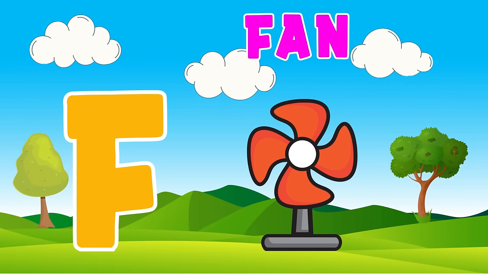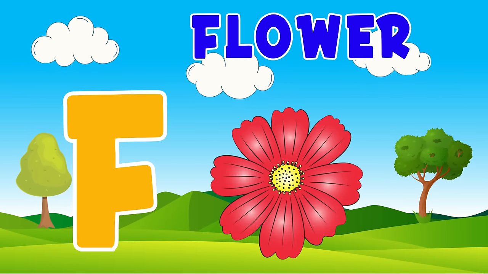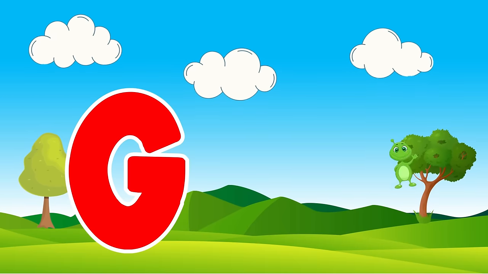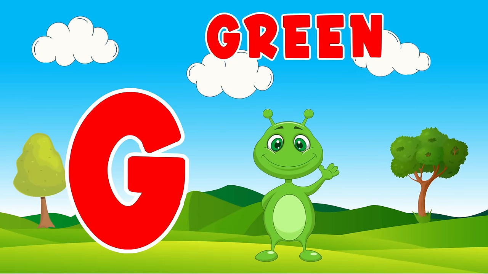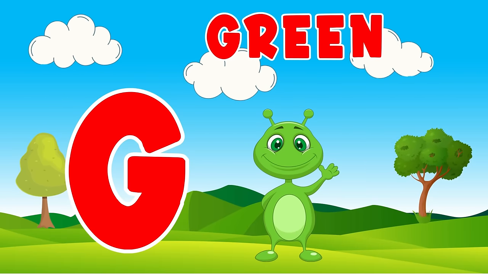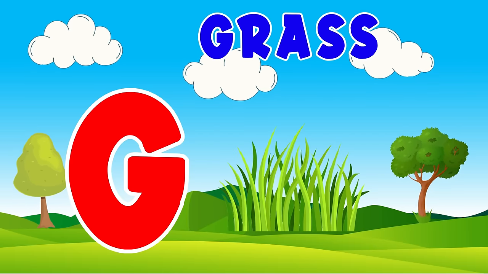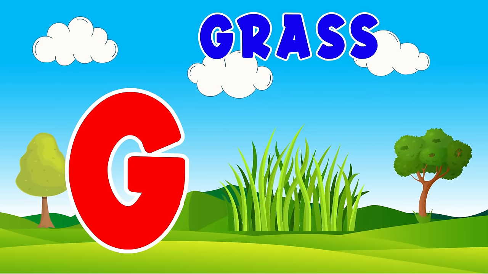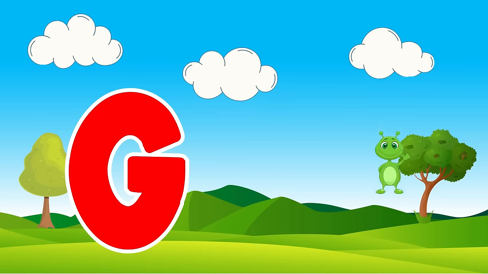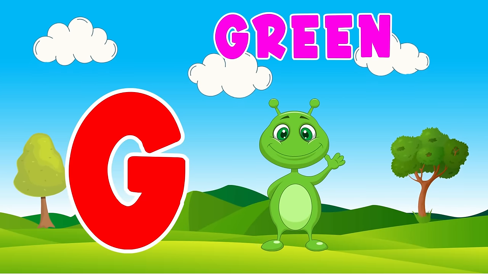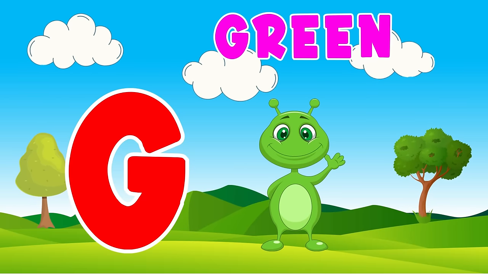F is for flower. G is for green, green. G is for grass, grass. G is for green. G is for grass.